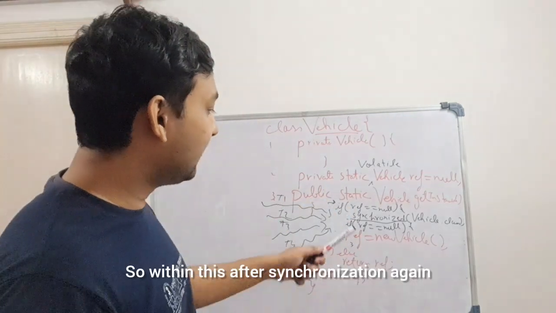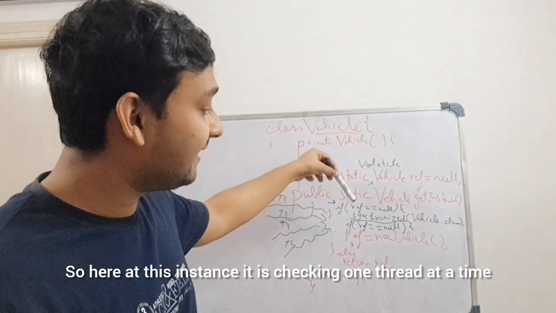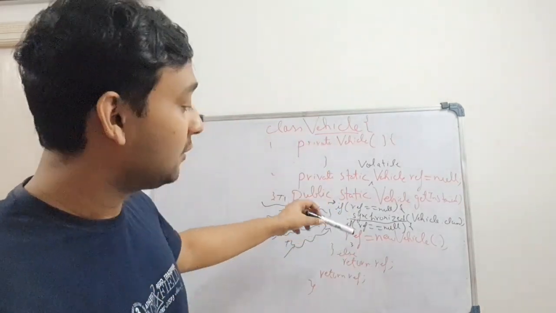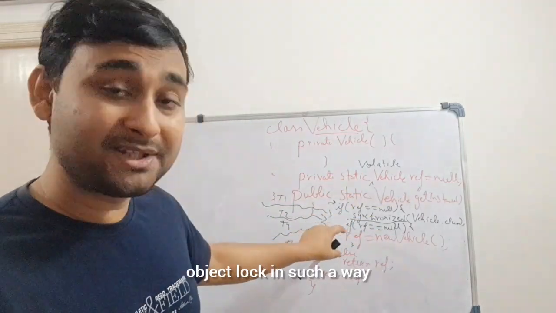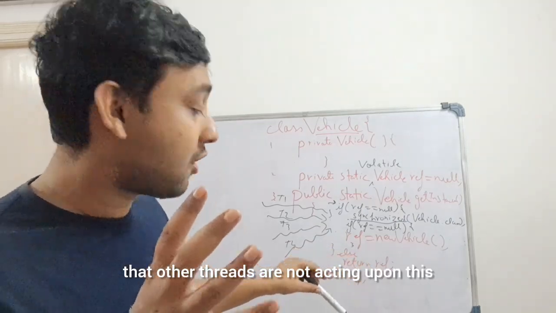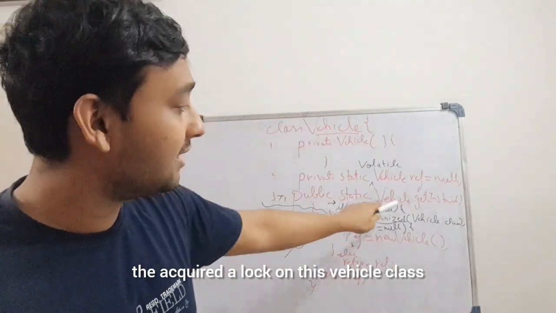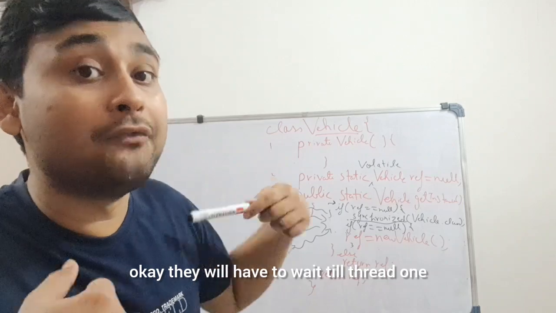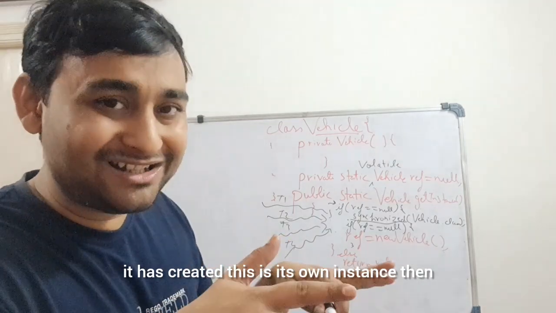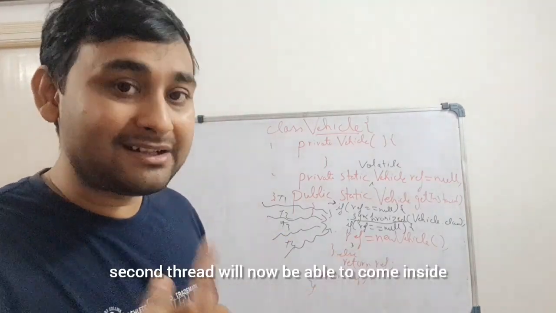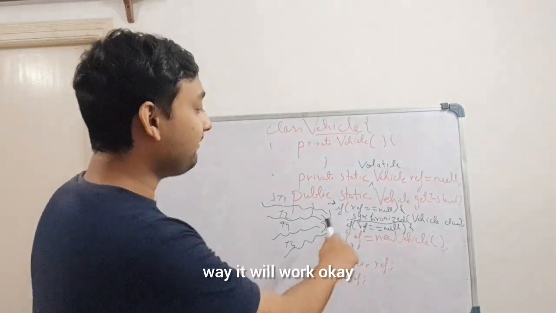So here data consistency will occur, and there will be synchronization of all the threads, so that not more than one thread can acquire the lock on one particular resource, one thread at a time. Within this, after synchronization, again there is a check whether reference is still null or not. So at this instance, one thread is going inside. If it is null, it creates the new instance. At this point, it holds the object lock in such a way that other threads are not acting upon this new instance. Other threads will not be able to acquire a lock on this Vehicle class. They will have to wait till thread 1 has released the object lock. Once the first thread has released the object lock and created its own instance, the second thread will be able to come inside, acquire the object lock, and start to work. This is the way it will work.